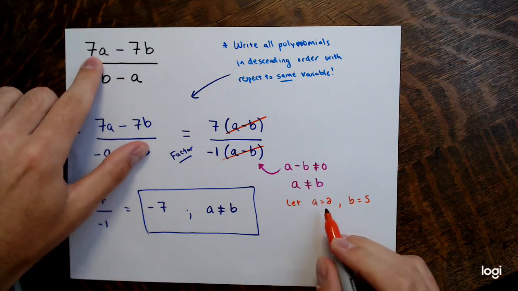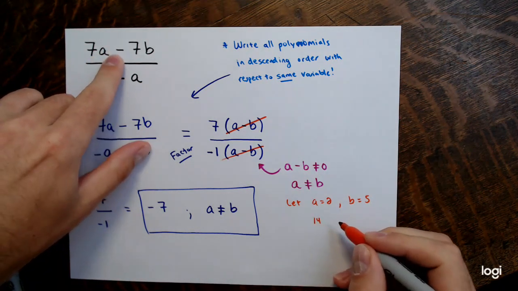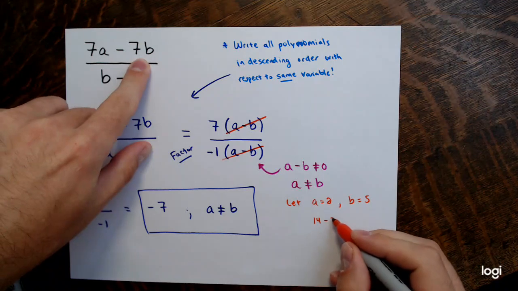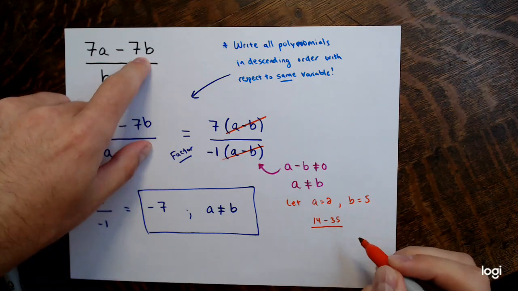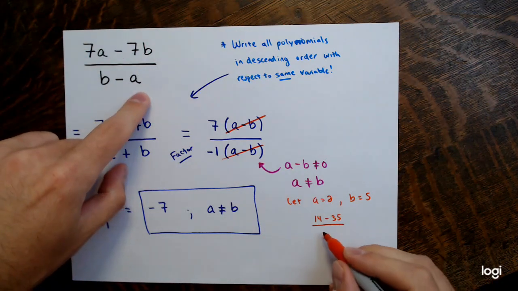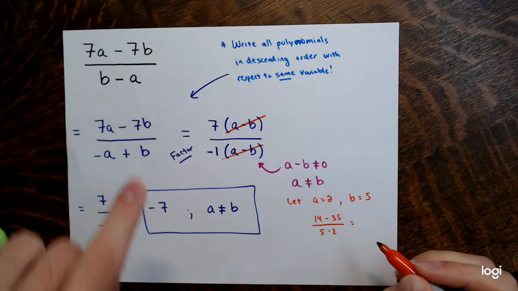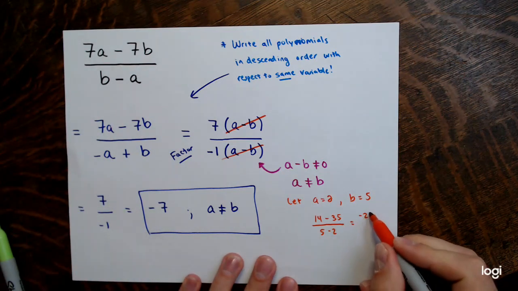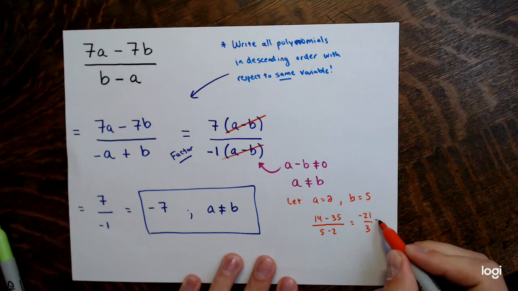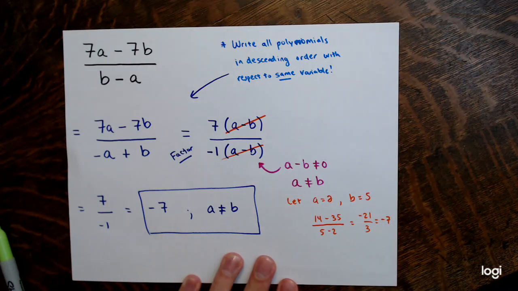You have 7 times 2, 14, minus 7 times 5, that's minus 35 in the numerator, divided by B minus A, which would be 5 minus 2. And you see up top here, I'm getting negative 21 divided by positive 3. That is indeed negative 7.